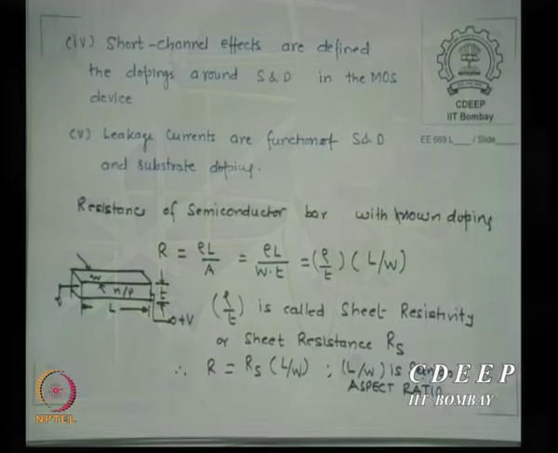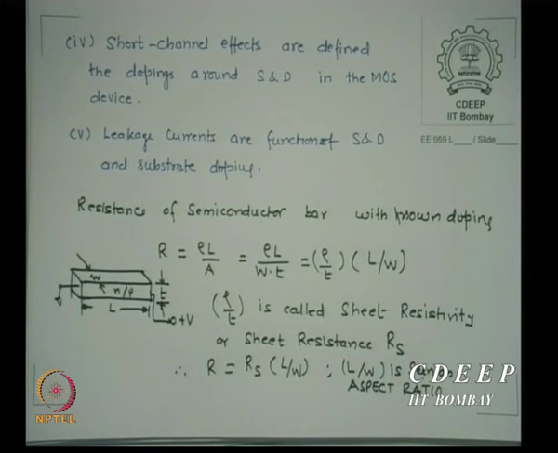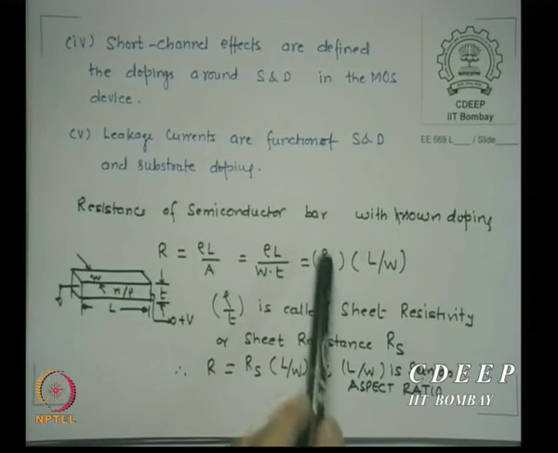Typically, the things which I'll use in my theory, my measurements as well as theories: the resistance of any bar of a semiconductor, N or P, is given by rho L by A. L is the length, T is the thickness, W is the width. So if I replace A by W into T, then I can rewrite it as rho by T into L by W.